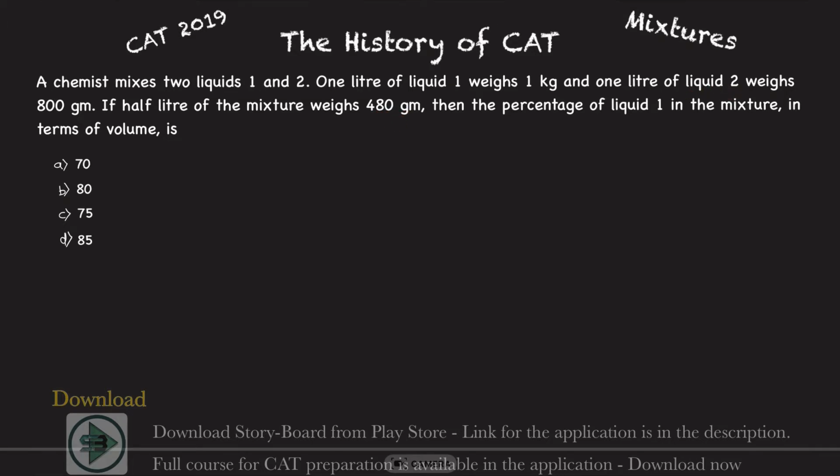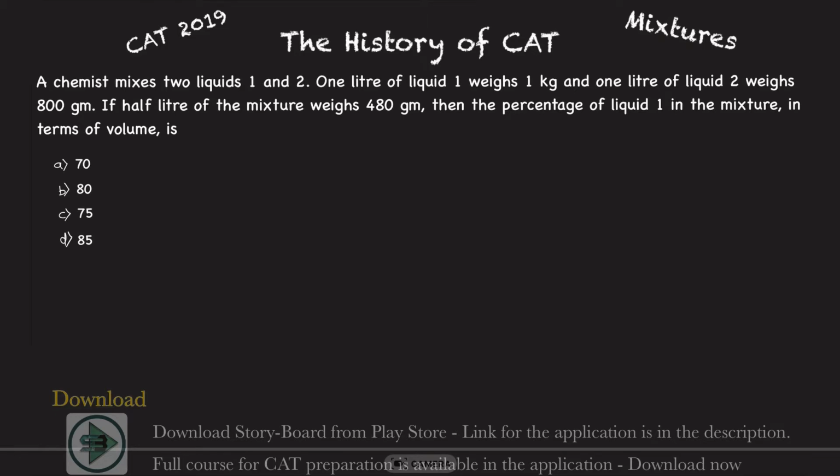Then what is the question asking? Then the percentage of the liquid 1 in the mixture in terms of volume is. So what is liquid 1 in terms of volume? In this mixture, as I told you, there is a volume of liquid 1 and liquid 2. He is asking me what is the volume of liquid 1, and he has given me the total weight of the mixture. So that's what the question here is about.